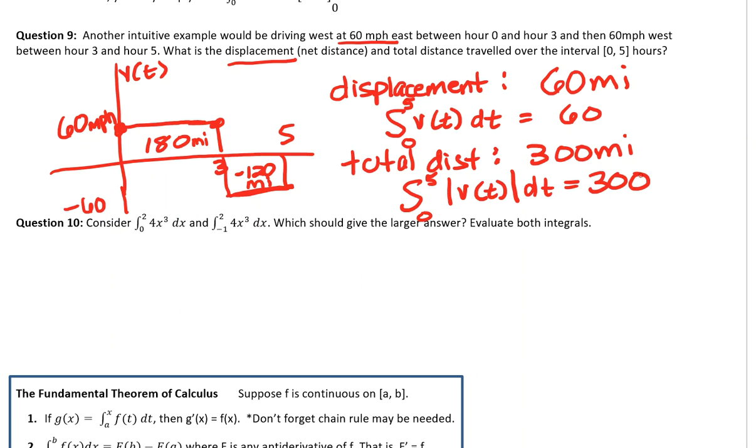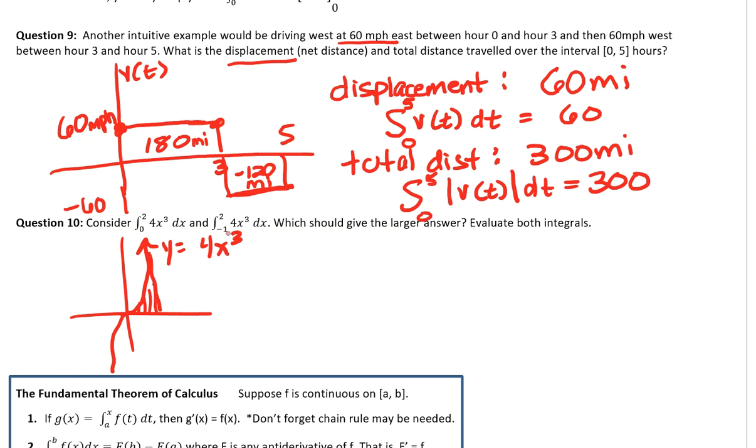And question 10, and then we'll take a break here. In question 10, consider the integral from 0 to 2 of 4x cubed. So we've got a cubic function that's growing pretty quickly here. Y equals 4x cubed. We know what that graph looks like. From 0 to 2, that would all be positive area.